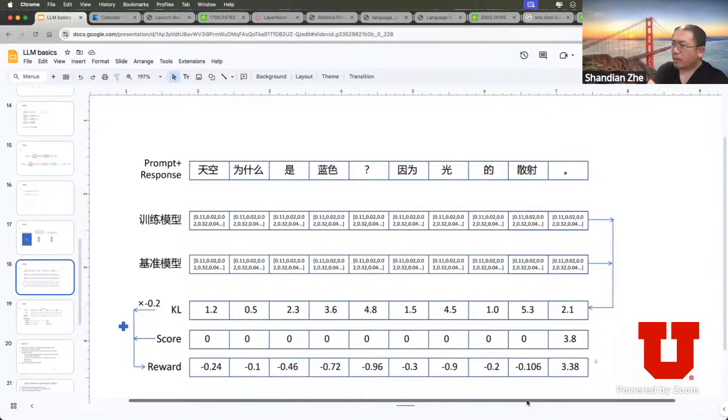So how do you compute the KL divergence? What does the baseline model mean?